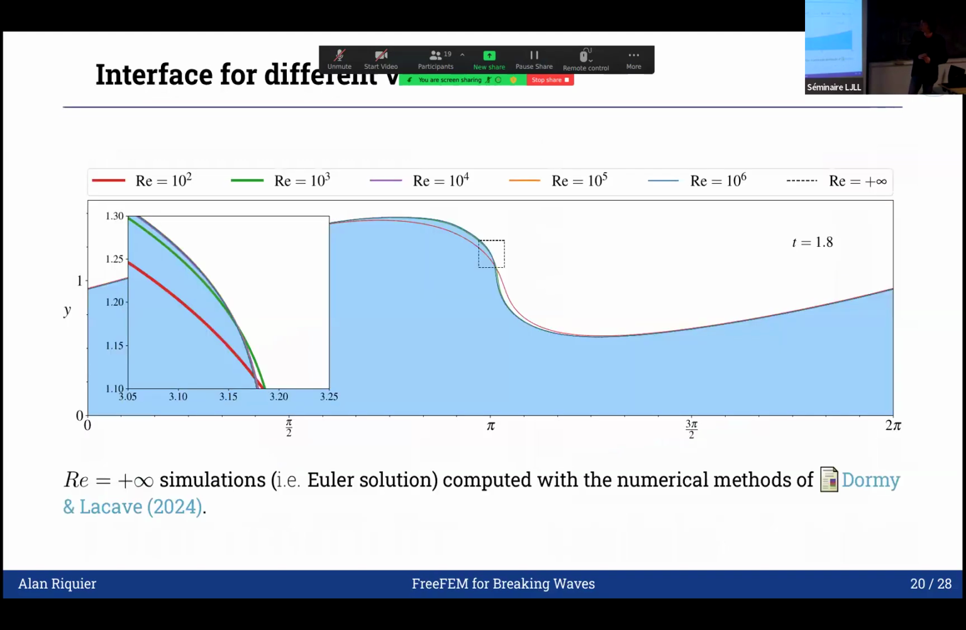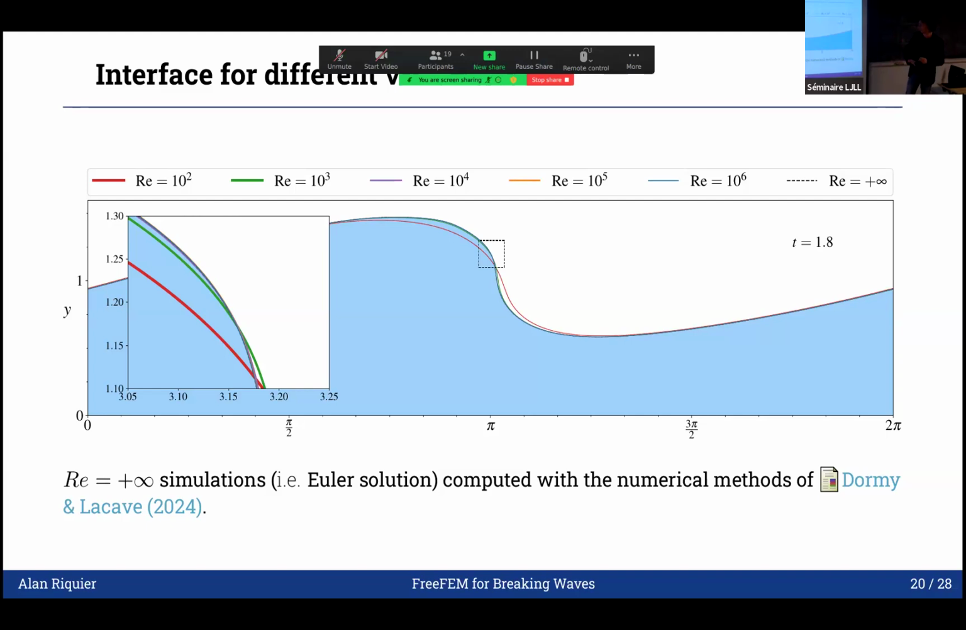Of course, we have a very precise numerical method for the Navier-Stokes equation, which allows to go to very high values of the Reynolds number. So what we can do is to compare our results with the solution of Euler's equation, which is the equation when you remove completely the viscosity. And this was done using another code that I won't present here because it was not made in FreeFem. As you know, any code that's not made in FreeFem doesn't need to exist.